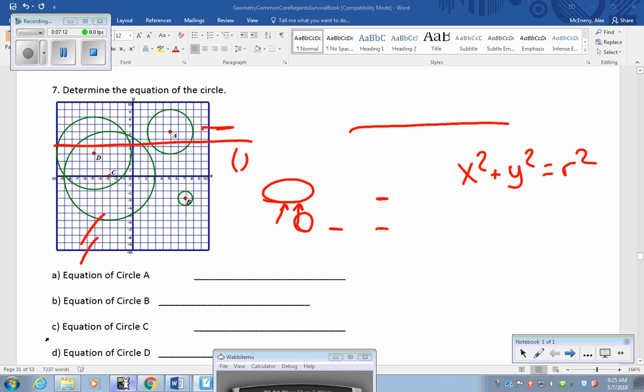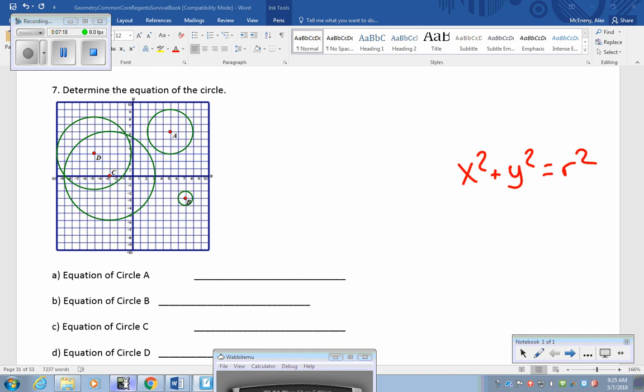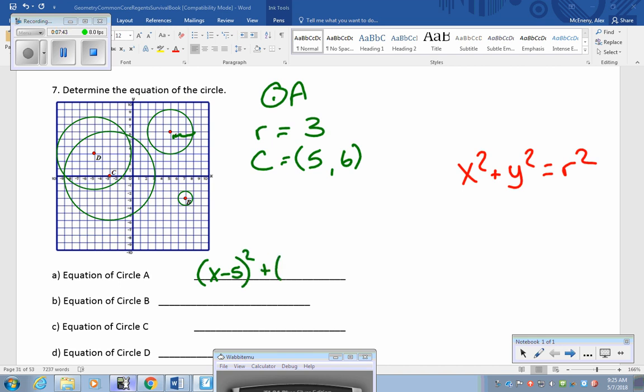Now, if you look at question 7, we'll write one of the equations for the circle. So I'm going to do circle A, and what you want to do for circle A is write down what the radius and the center are. The center for this question ends up being (5, 6), and the radius, you just count the spaces from the center to the outside, ends up being 3. So when you write that out, opposite signs in the parentheses, don't forget the squareds. And then my radius has to be squared, so 3 squared would be 9. So that'll help you with the other ones.